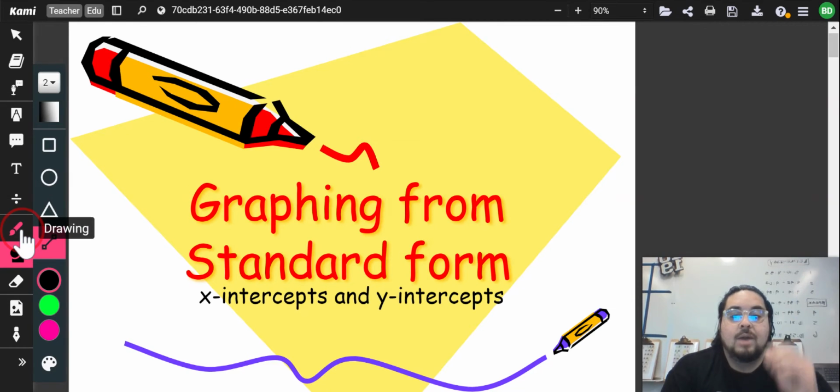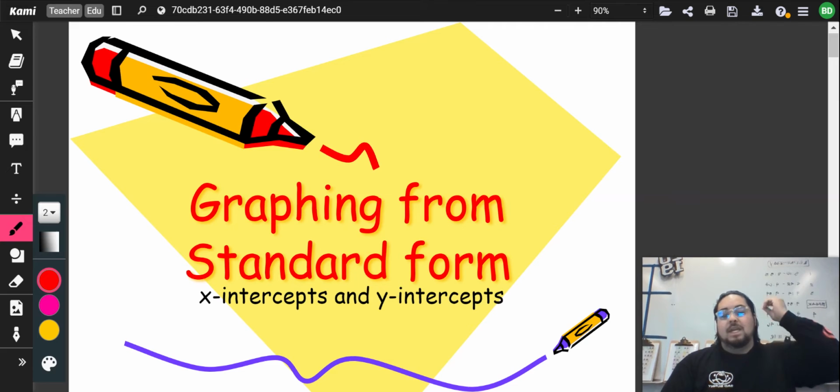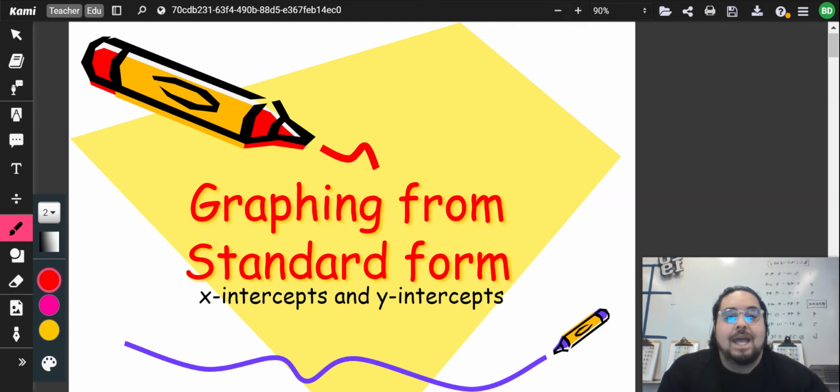Hey kiddos, today we are going to be working on a shortcut to what we've been doing, which is graphing standard form. So instead of converting into y equals mx plus b, today we're going to learn how to use the x and y intercepts to graph directly from standard form.